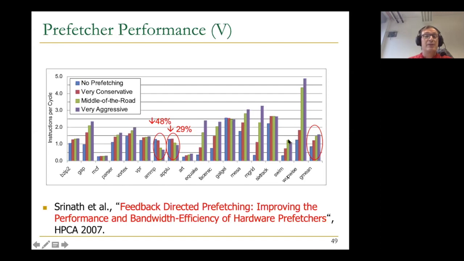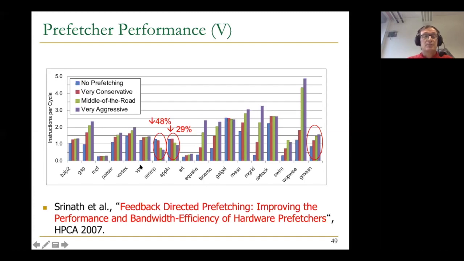Sometimes when you become very aggressive, you lose performance, right? When you're middle of the road, you don't lose performance. You actually gain performance. And this is instructions per cycle, and it's not normalized, as you can see. It's a single thread. The baseline instructions per cycle without prefetching is this blue one.